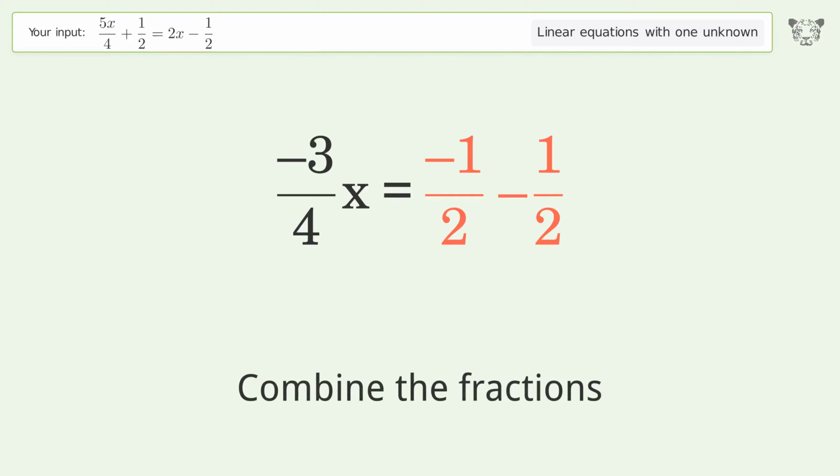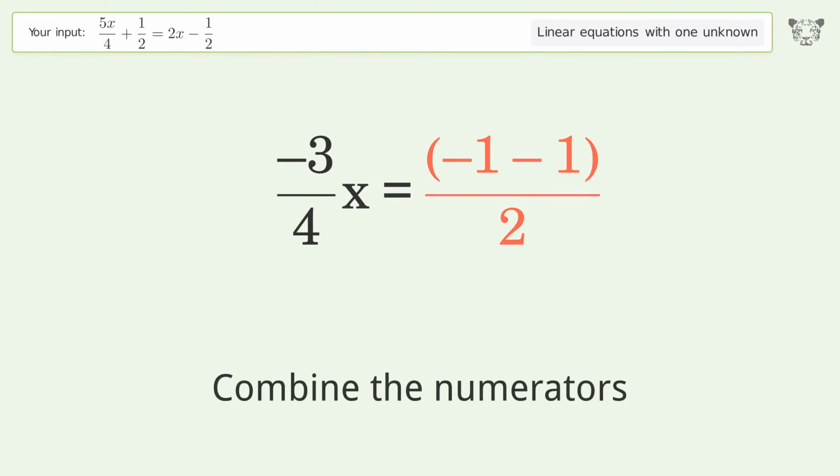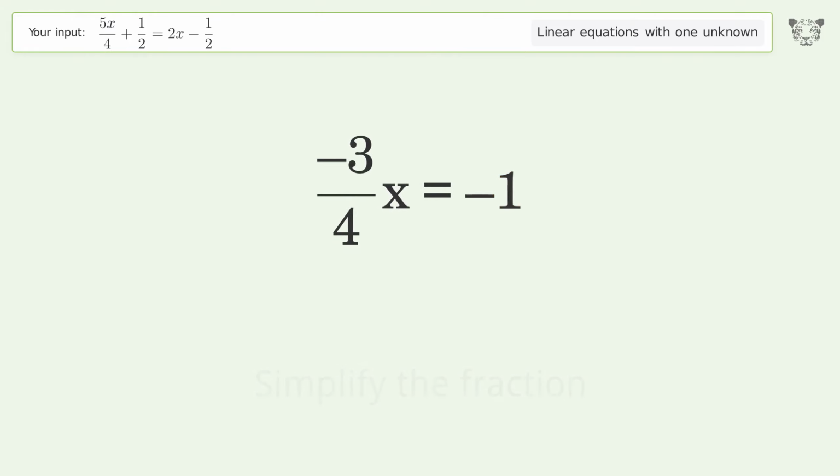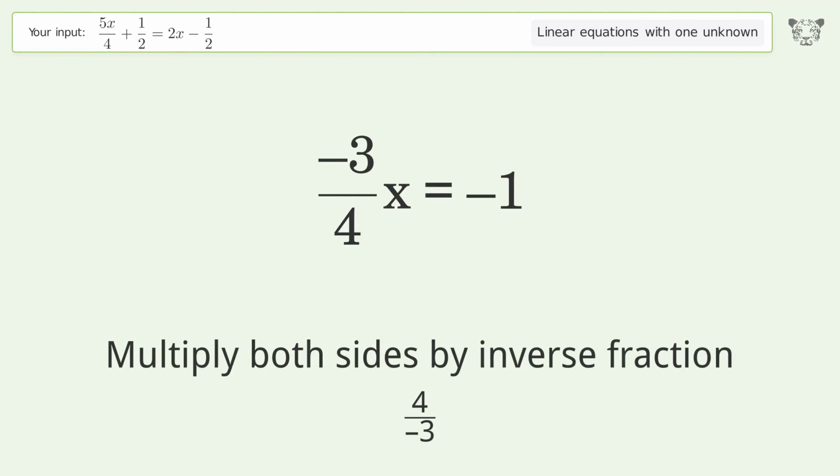Combine the fractions. Combine the numerators. Simplify the fraction. Isolate the x. Multiply both sides by the inverse fraction 4/3.